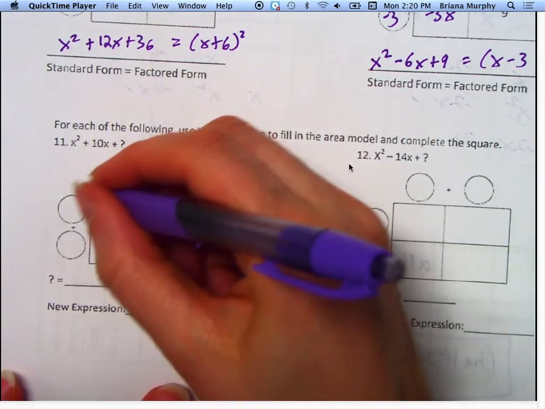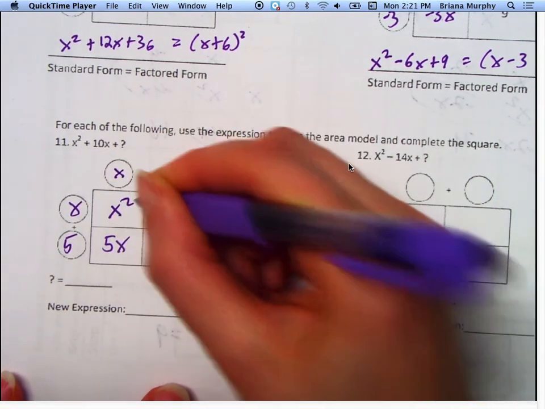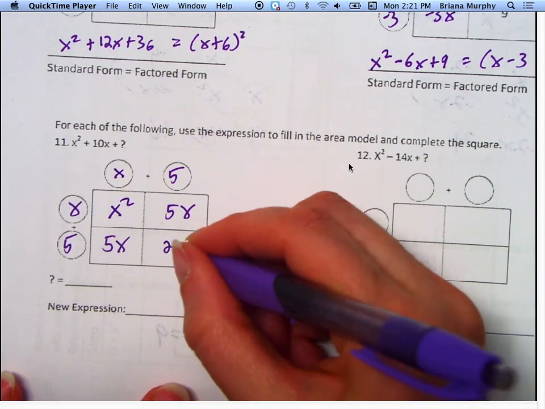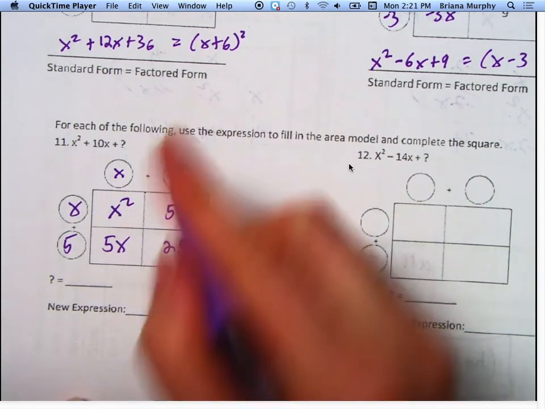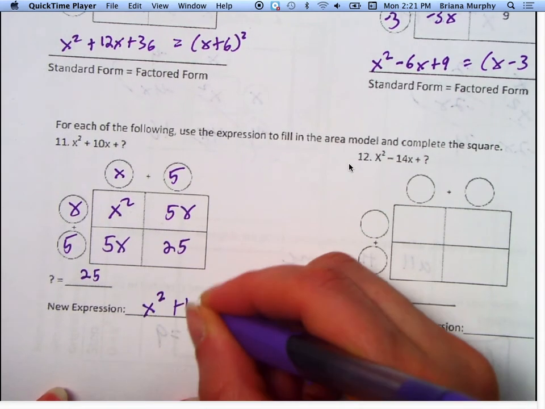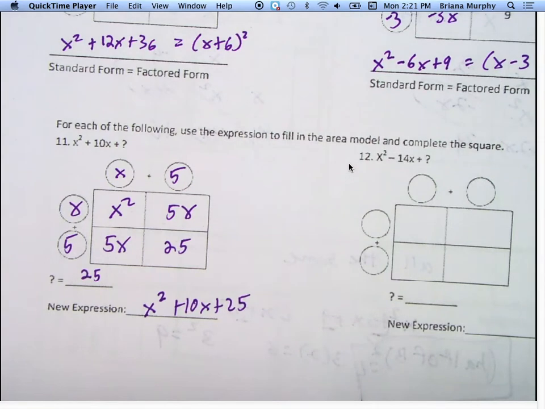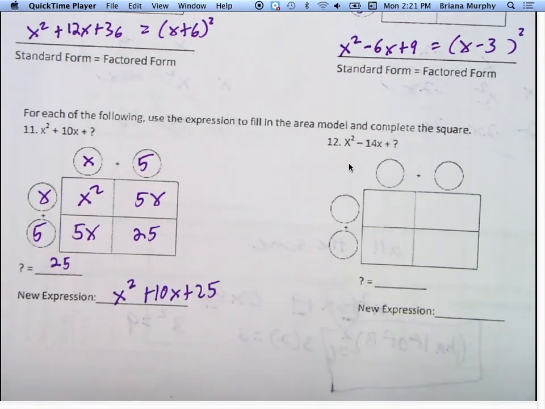And so if they're 5x, both of these are x, both of these are 5, and this would have to be 25. So that question mark part would be 25, and my new expression would be x squared plus 10x plus 25. Okay, why don't you guys try 12? At least attempt it. Even if you don't understand everything I just said, try it.